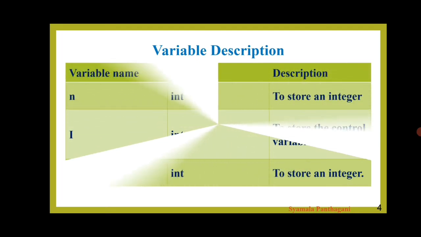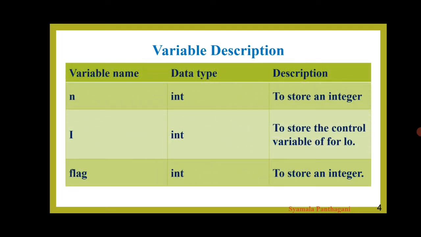Now come to the variable description. In this program, I would like to use 3 variables only. The first one is n, an integer type data to store an integer. Next one, i. This is not capital I, that is small i. Right here you have to write small i. That is an integer to store the control variable of the for loop. And the next one is flag. Flag is an integer to store an integer type data.